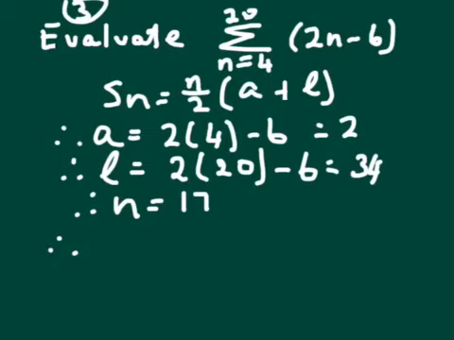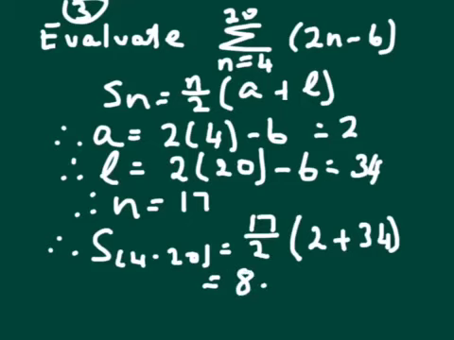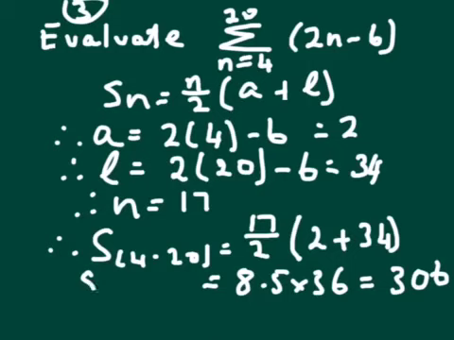N equals 17. And then we can go ahead and substitute into our formula. Therefore, the sum of the 4th to the 20th terms is equal to 17 on 2 multiplied by brackets, A is 2 and L is 34. And you're going to find that that's equal to 8.5 times 36, which equals 306, I do believe. Okay, so the sum of the 4th to the 20th terms is equal to 306.